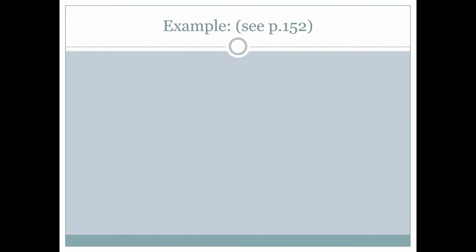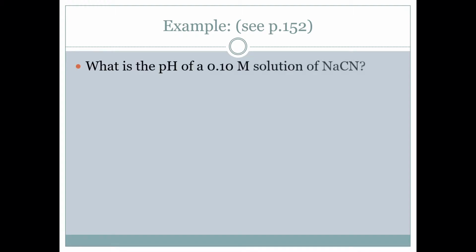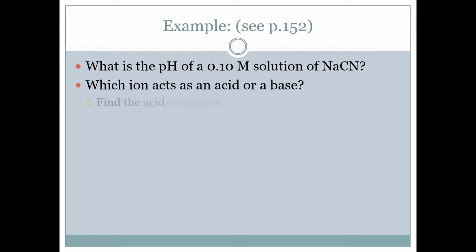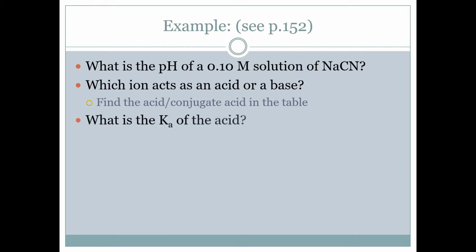All right, so let's jump into the first example. In your textbook, this will be the example on page 152. And it asks us the following. What is the pH of a 0.10 molar solution of sodium cyanide? For this problem, we have to decide whether the ion will act as an acid or a base. To do this, we'll have to find the acid or conjugate acid on the table. And from there, we'll have to calculate the Kb.